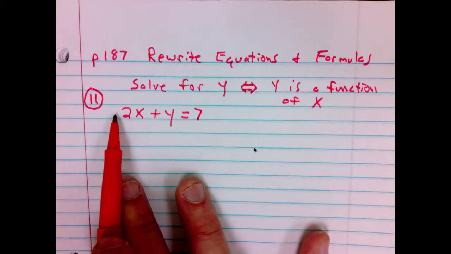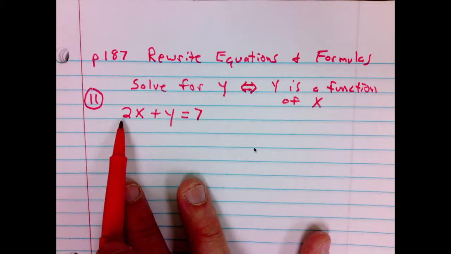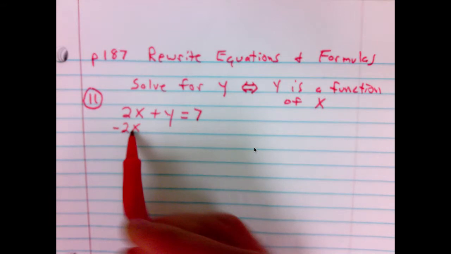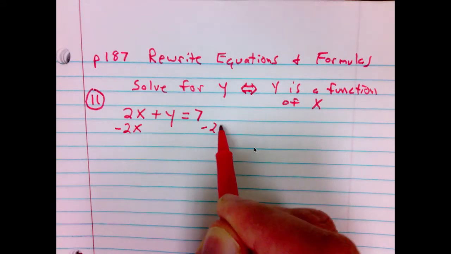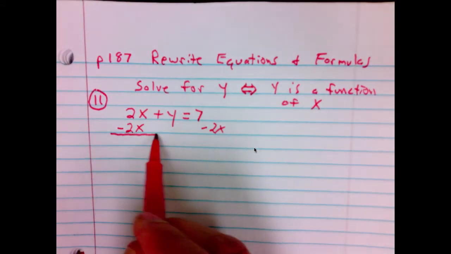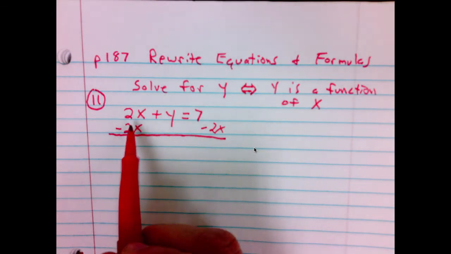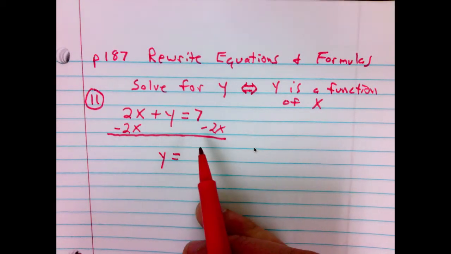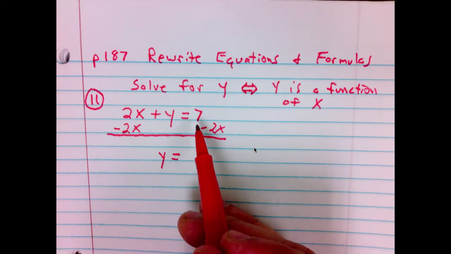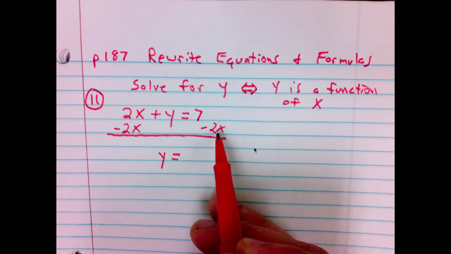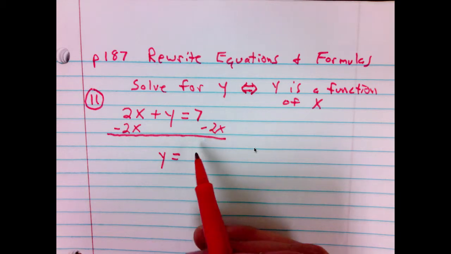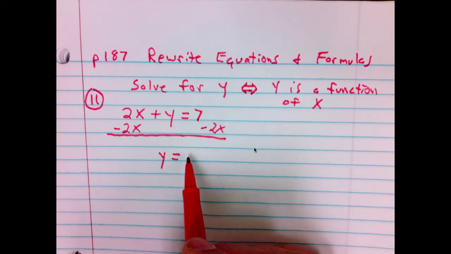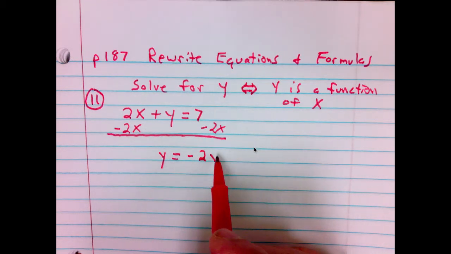Looking in front is a positive 2x. So in this case, we need to subtract 2x from both sides. The 2x's subtract, leaving y only on the left. Now on the right side, these are unlike terms. One has a variable and one is a constant, so I can't combine them. So I will simply leave this as 7 minus 2x, or negative 2x plus 7.